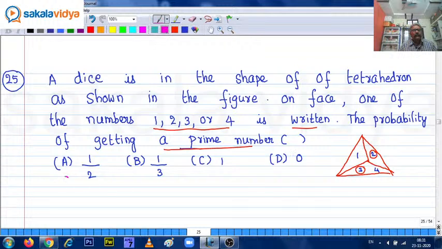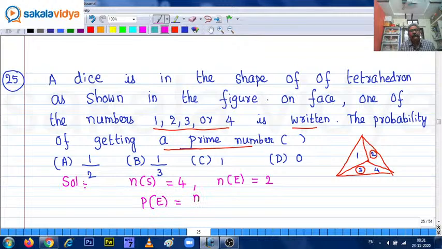Now the solution follows. n of S: as it has 4 faces, the first face is numbered 1, second face 2, third face 3, fourth face 4. So n of S is 4. Let E be the event of getting a prime number. How many prime numbers are there? 2 prime numbers, so n of E is 2. P of E equals n of E upon n of S, so we get 2 upon 4.